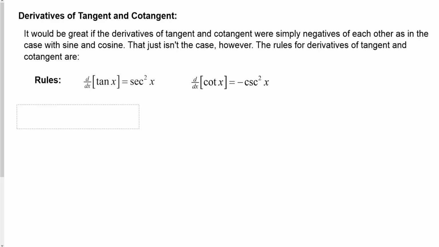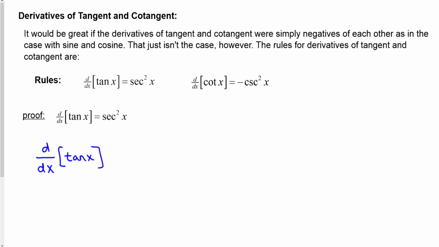Now, to see where these rules come from, it really is instructive to use a proof to find out. Because it might seem like they're coming out of left field at this point, but once you see the proof, it makes sense. So if I am doing the derivative with respect to x of the function tangent of x. Now, I'm not going to go to the limit definition here. I'm sure there's a way of using the limit definition to come up with this result, but there's actually an easier way based off of rules we've already established.